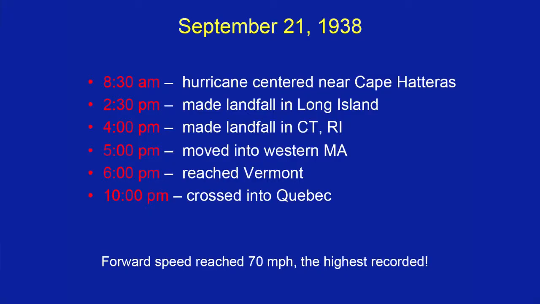Let's look at September 21st, the day the hurricane made landfall in Rhode Island and Connecticut. At 8:30 a.m., the storm was near Cape Hatteras. At 2:30 p.m., it made landfall on Long Island. At 4 p.m., the storm made landfall in Connecticut and Rhode Island. At 5 p.m., it moved to Massachusetts. At 6 p.m., it reached Vermont. And at 10 p.m., it crossed into Quebec.